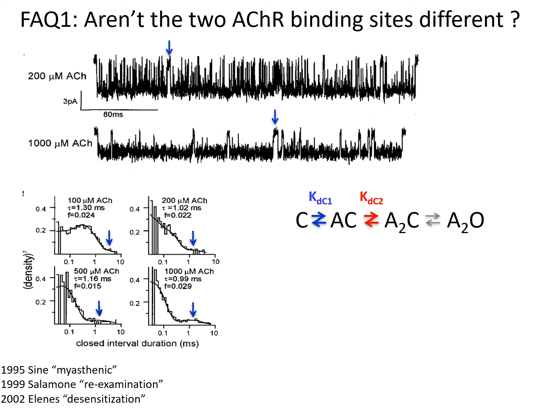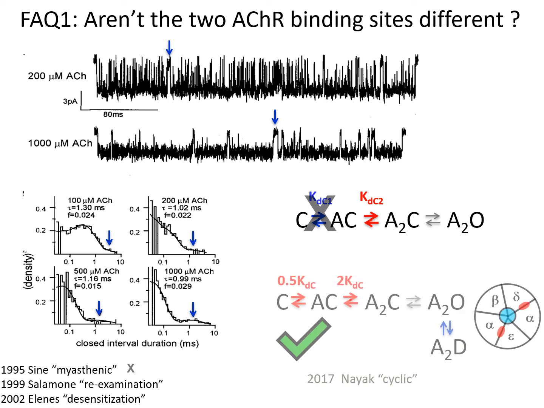So when this event is not explicitly included in the model, it gets put into the blue arrows. But the correct model to use is one which explicitly has a short-lived desensitized state. And when that is done, then the 2 binding sites turn out to be equivalent. And that was confirmed unequivocally when we measured the binding to individual binding sites in that 2017 paper. For the agonists that we're talking about here, the binding sites are independent and equivalent.